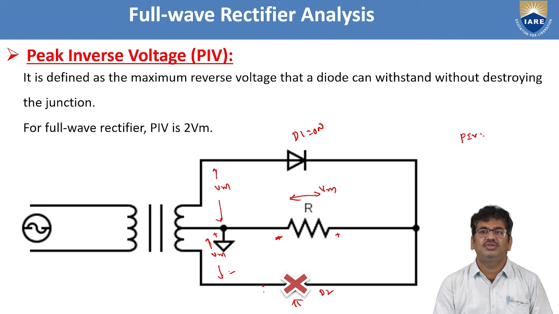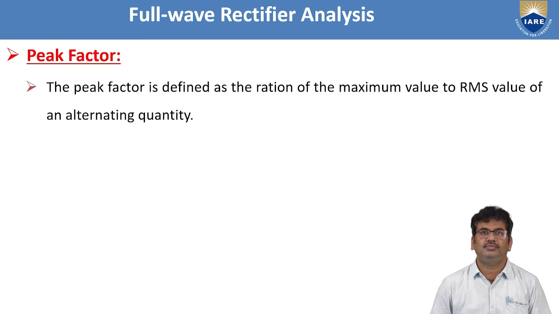So now if I take the nodes as X and Y, the voltage between X and Y nodes, if you see here into the circuit, we are able to see two voltage drops. One is the voltage drop across the resistance, another is the voltage drop across the secondary windings. So the peak inverse voltage is given as the voltage drop across the diode D2, which is equivalent to Vm plus Vm, which will give us 2Vm. So the voltage which the diode can withstand is more compared to the half wave rectifier. That is the advantage of the full wave rectifier with the center tap transformer.